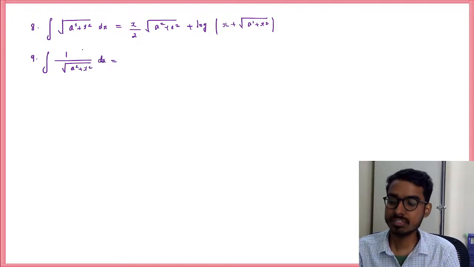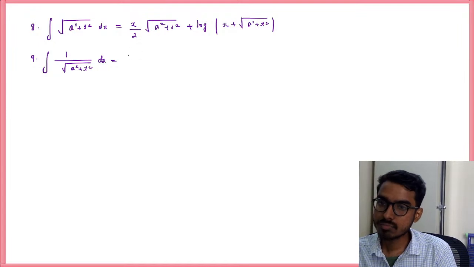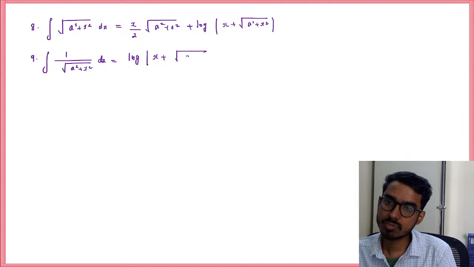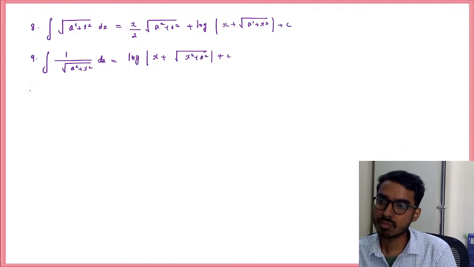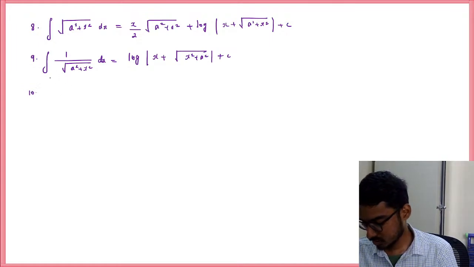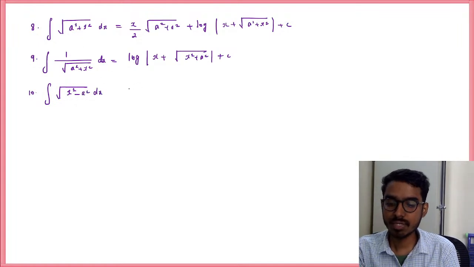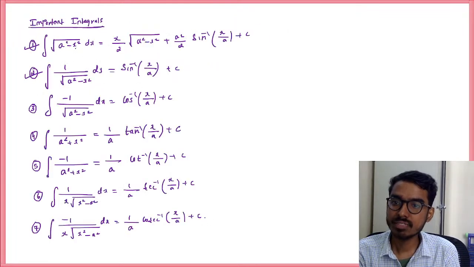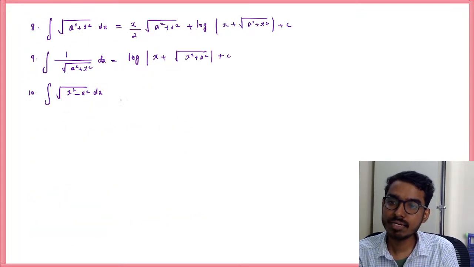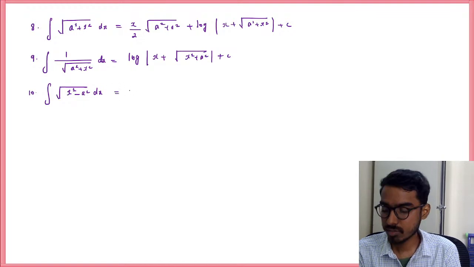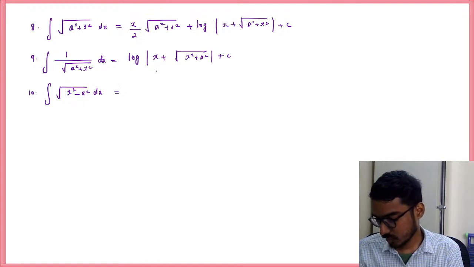Right, so it's the reciprocal. So it will be log mod x plus root of x square plus a square plus c. So 10th is integration of root of x square minus a square, right? Here we have a square minus x square, here we have a square plus x square and its reciprocals. Just compare and study. Here we have root of x square minus a square dx, right?